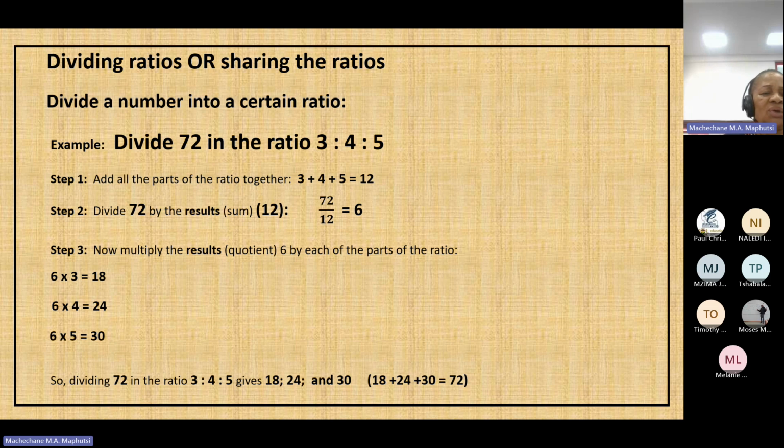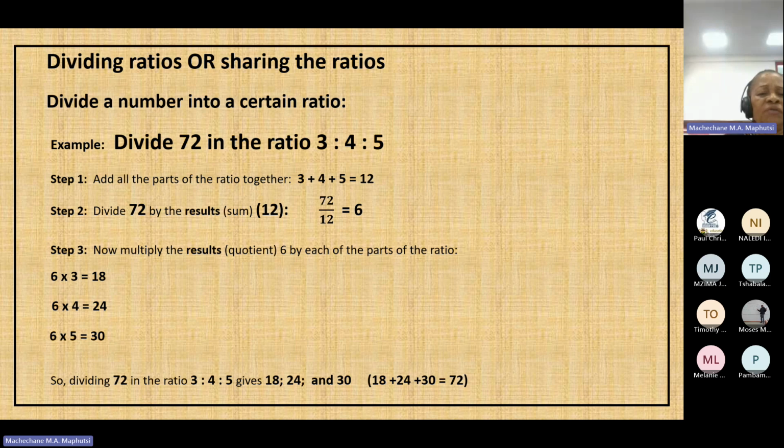So how do we do that? Let's see. We're going to say 6 times 3. That's 6, we times it by 3, it will give us 18. Then 6 times 4, it will give us 24. Then the last one is 5. Then we say 6 times 5, it will give us 30. So finally, we have seen that if we divide 72 in the ratio 3:4:5, it will give us 18, 24 and 30.